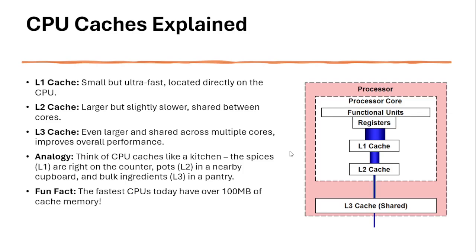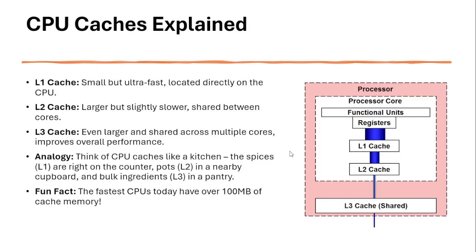It's larger than L1 but slightly slower. Unlike L1, which is specific to a single CPU core, L2 is sometimes shared between multiple cores depending on the processor design. Continuing our kitchen analogy, L2 cache is like your pots and pans stored in a cupboard nearby, not as fast to grab as spices, but still easy to access when needed.